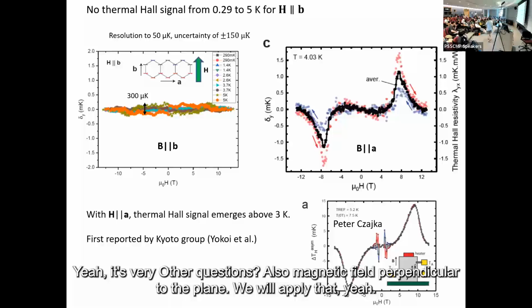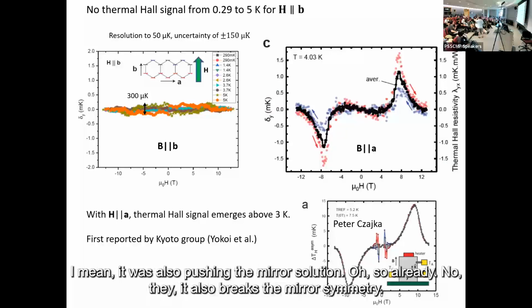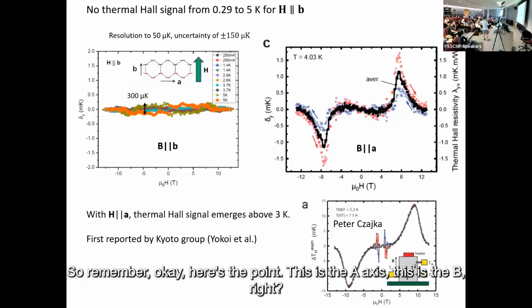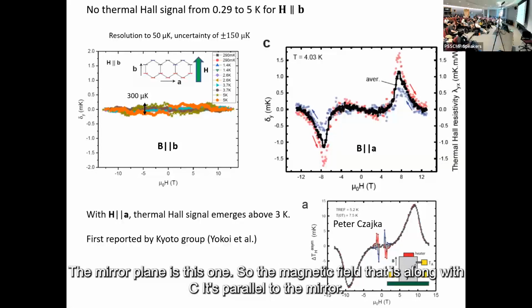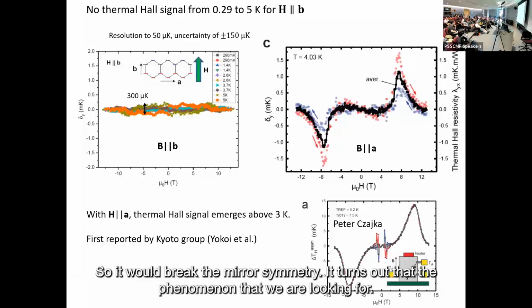Other questions? Is there also magnetic field perpendicular to the plane? We have applied that, yeah. Is that magnetic field also breaking the mirror symmetry? Oh, so, it also breaks the mirror symmetry. So remember, here's the A-axis, this is the B, right? The mirror plane is this one. So a magnetic field that is along the C is parallel to the mirror, right? So it would break the mirror symmetry.